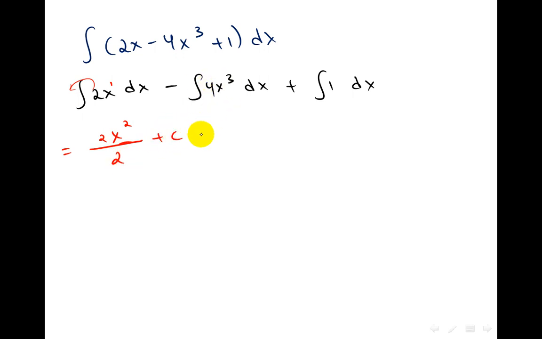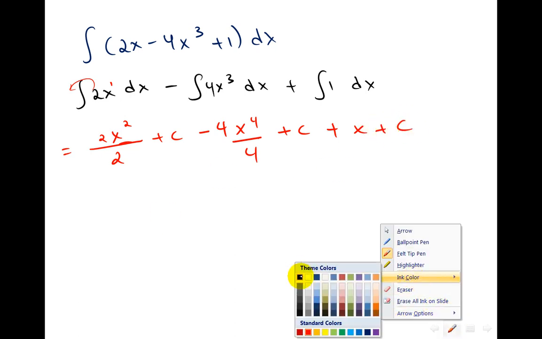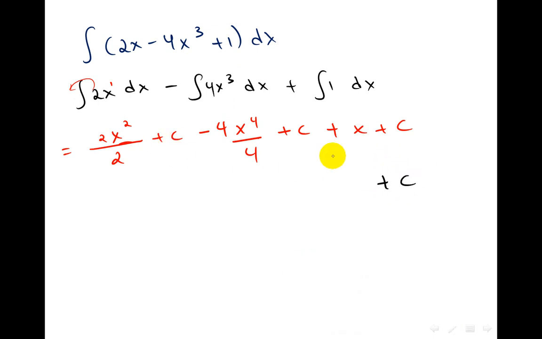Plus c. How about here, it will be negative 4 x to the power of 4 over 4, because on these exponents you are adding 1, plus c, plus here you have just a constant, so the integration will be x plus c. By the way, you can write just one c at the end, or you can write it more than once, but constant plus constant plus constant will be just one. You can call them constant 1, constant 2, constant 3. At the end it will be just one constant. Here you can simplify. You'll be left with x squared minus x to the power of 4 plus x plus c. So this will be my answer.